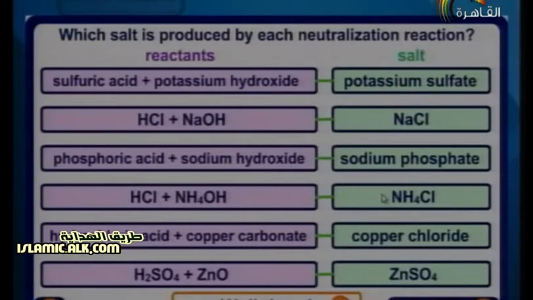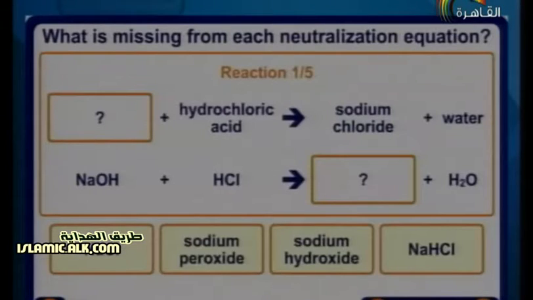After that we have hydrochloric acid and copper carbonate, it forms copper chloride, it's very easy to know this. H2SO4 plus ZnO means ZnSO4. And this is what this is about, salts, and each one of these reactions forms a salt and water. After that, here we have another question about the missing parts of the neutralization reaction. Here we have NaCl, sodium peroxide, sodium hydroxide and NaHCl. Which one of them is right?